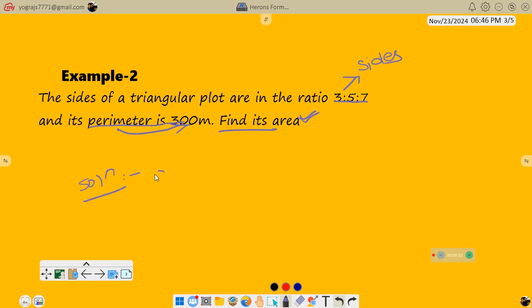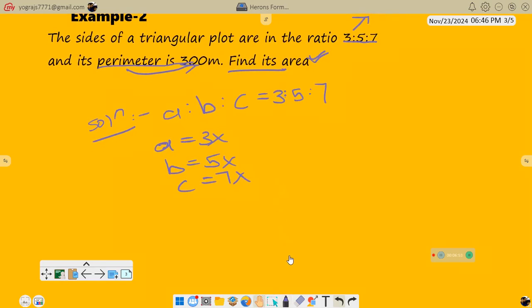First, to find the sides, A ratio B ratio C equals 3:5:7. Let's take them in the x quantity. A equals 3x, B equals 5x, C equals 7x. Let's come on to finding these. First, we have to find the semi-perimeter. S equals half of the perimeter, that is 300 by 2, which equals 150 meters.